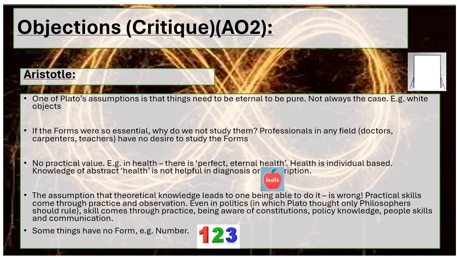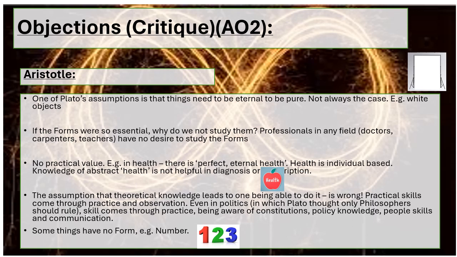Objections then. There are many objections to Plato's theories. Some of them come from Aristotle, some of them come from other thinkers and philosophers. Aristotle was Plato's student, studied with Plato for 20 years, and then formed his own school and his own way of thinking, which was very different, almost opposite to Plato. So Aristotle made a couple of objections: that Plato's assumption that things need to be eternal to be pure is not always the case.